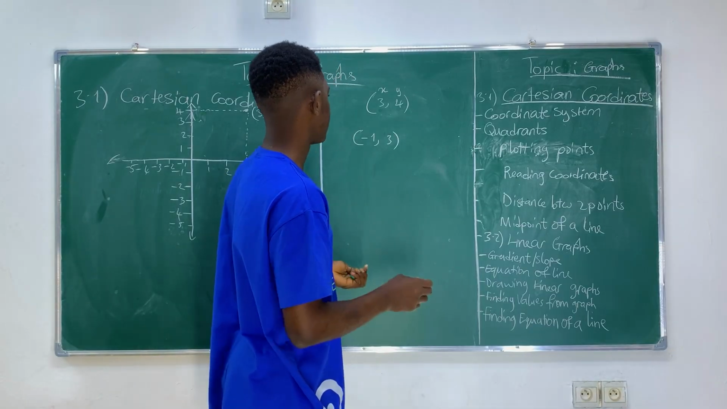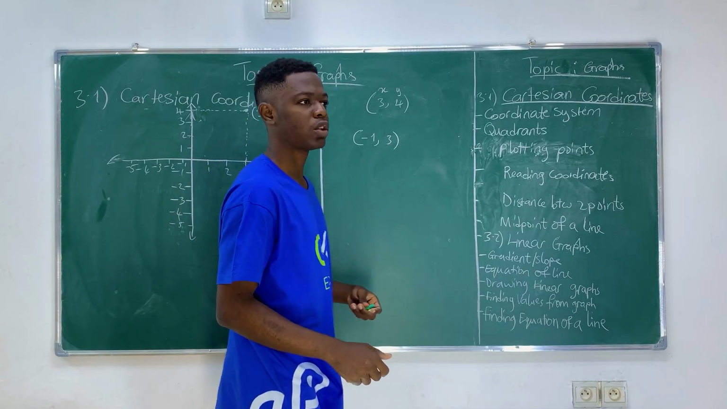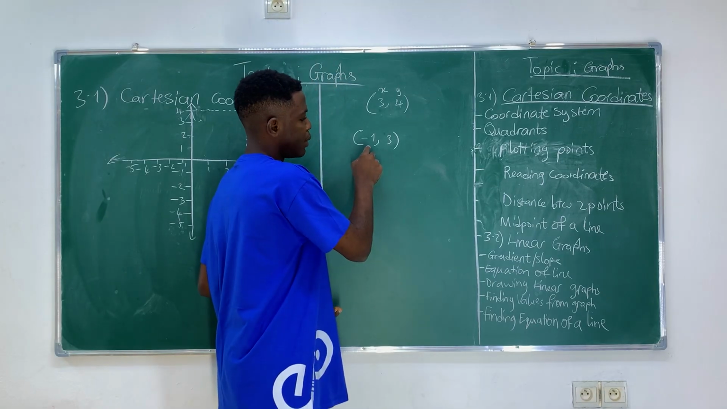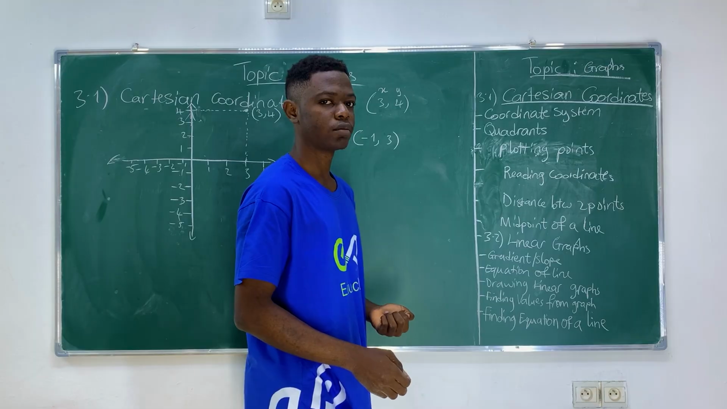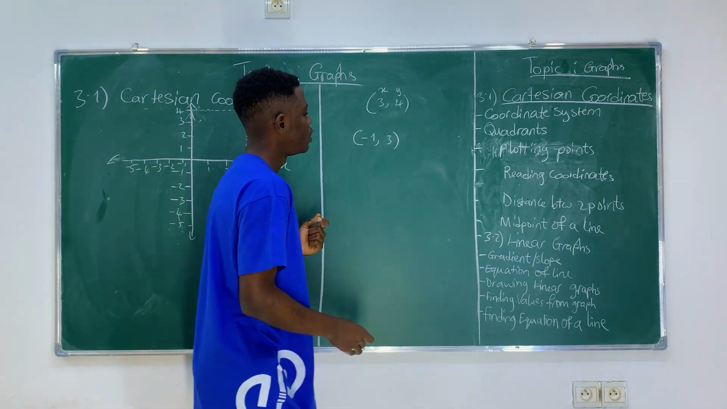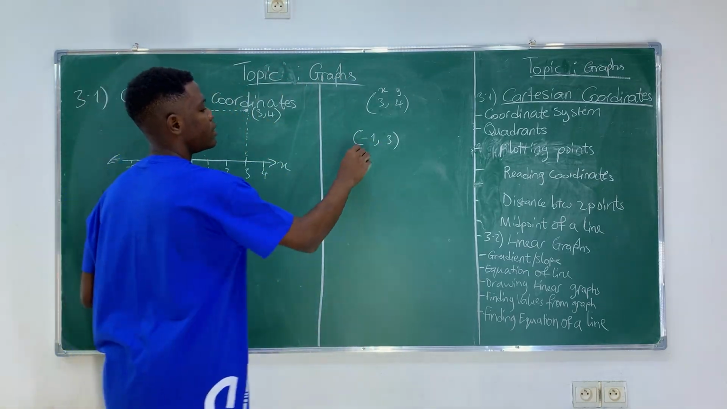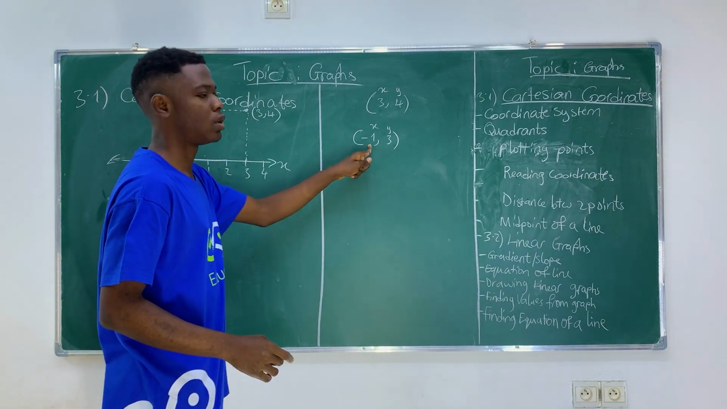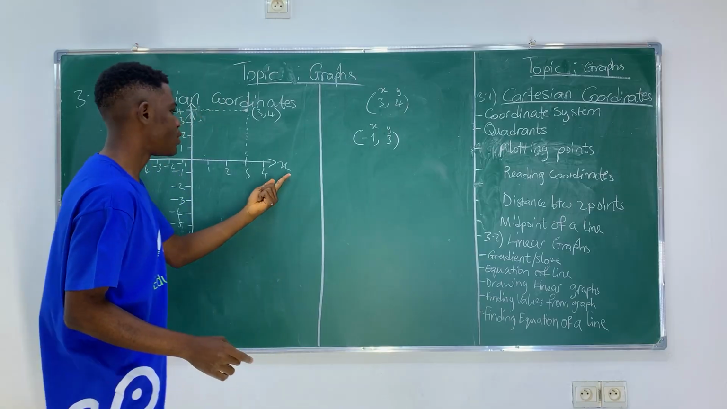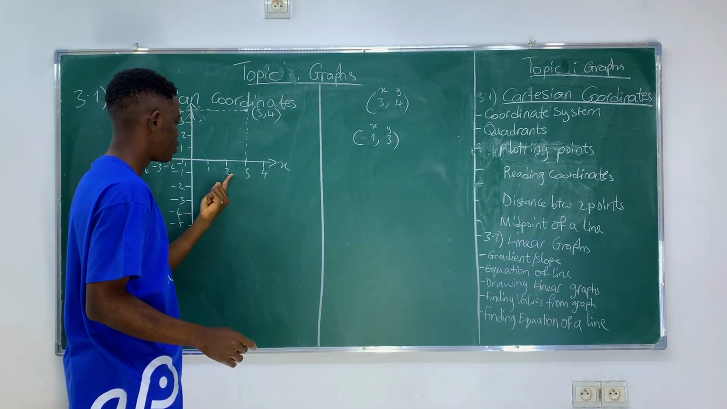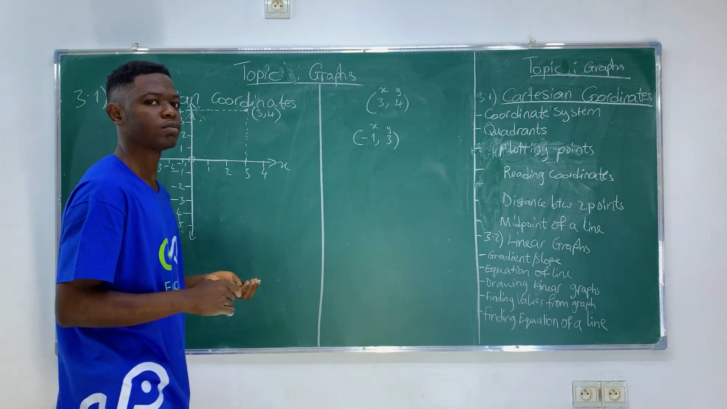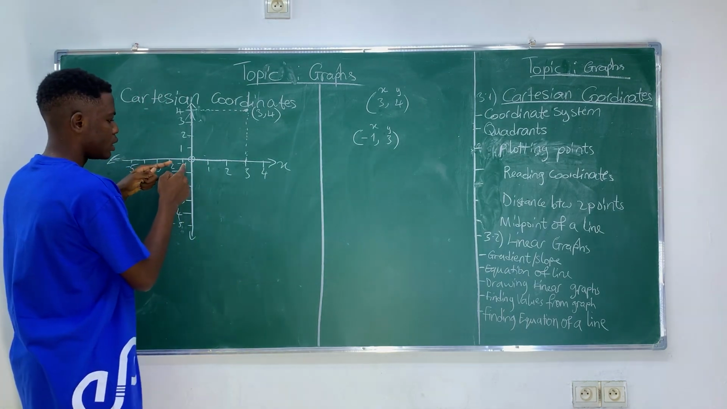So let's plot now another point. Let's imagine the second question in the exam was to plot the point (-1, 3) and state its quadrant. So let's plot (-1, 3). Remember, this is x and this is y. So where is -1 on the x-axis? Let's look at the x-axis. We have 4, 3, 2, 1, 0 here. This is the 0 point. And here we have -1.